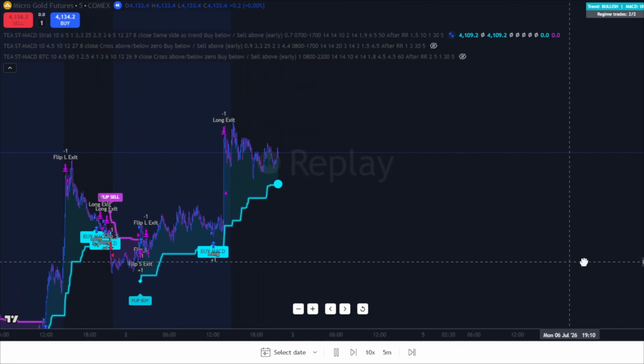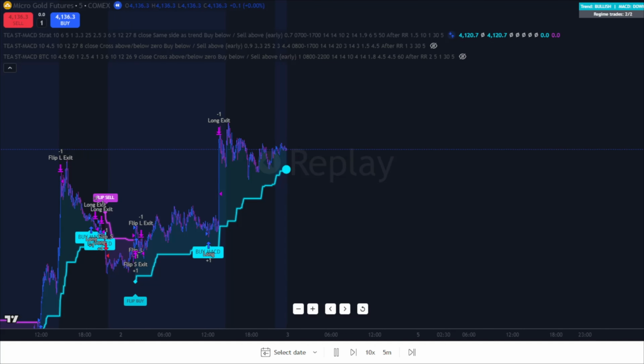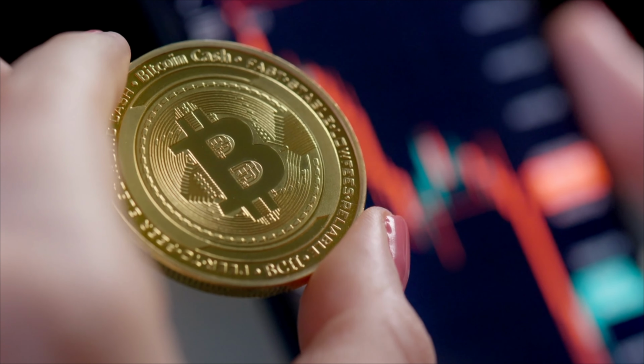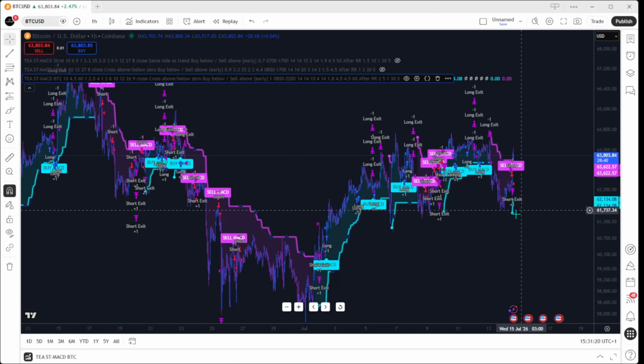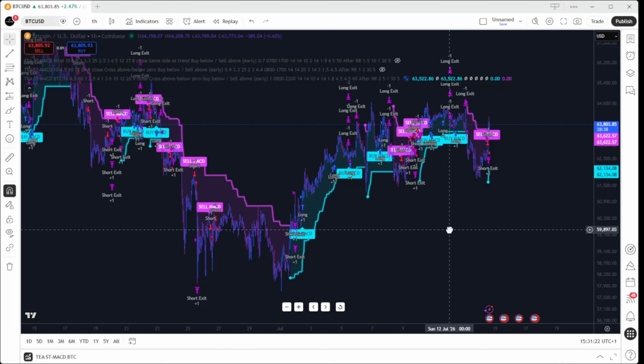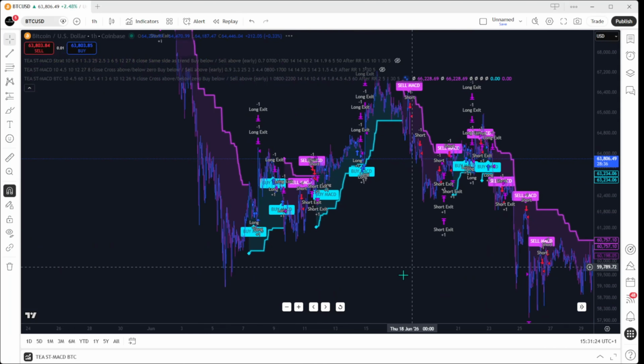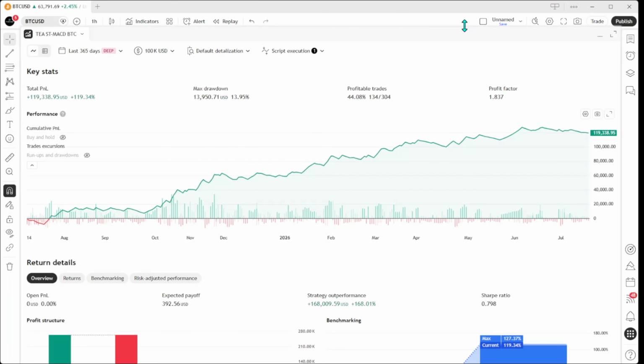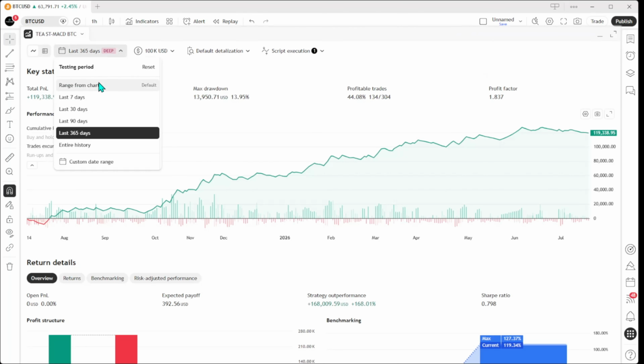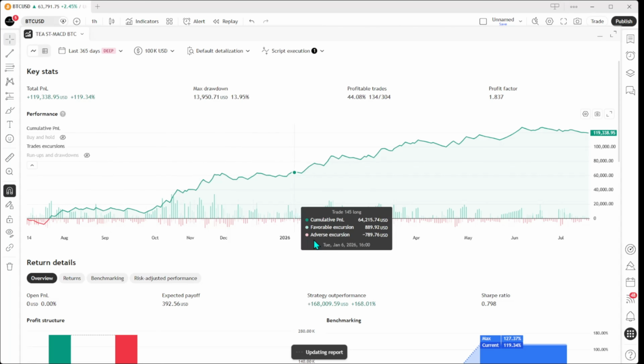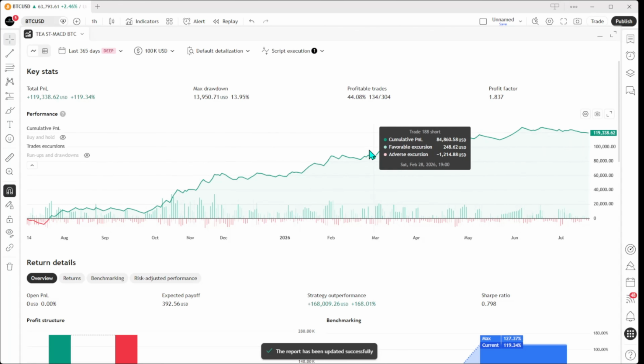Low win rate, high profit factor. That's not a red flag on a system like this. That's the signature of one. Then Bitcoin. This is where the results really improved. 1-hour chart this time, not 5-minute. Same logic, same rules, just matched to the slower speed BTC actually holds up on. Same 100K account, same 365 days.